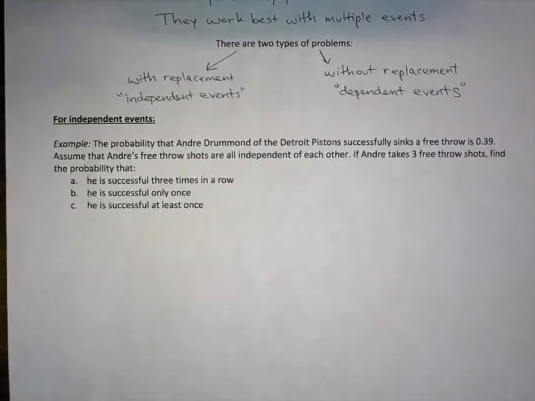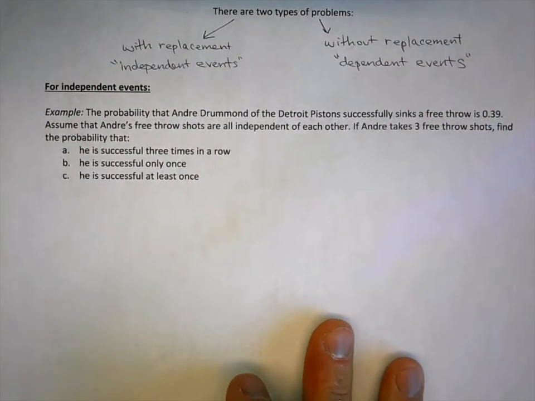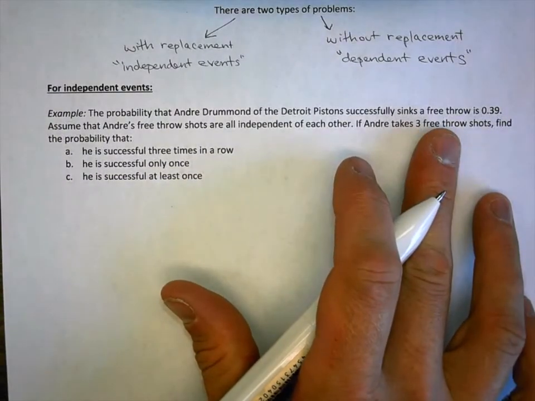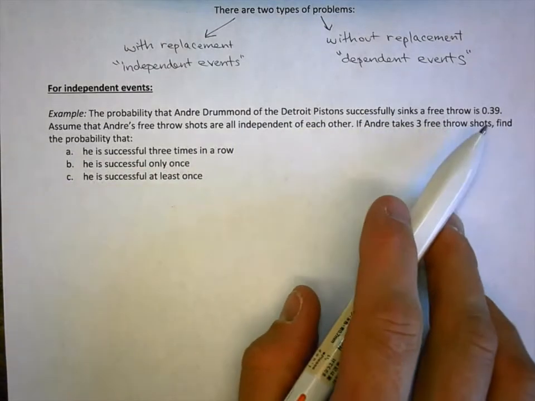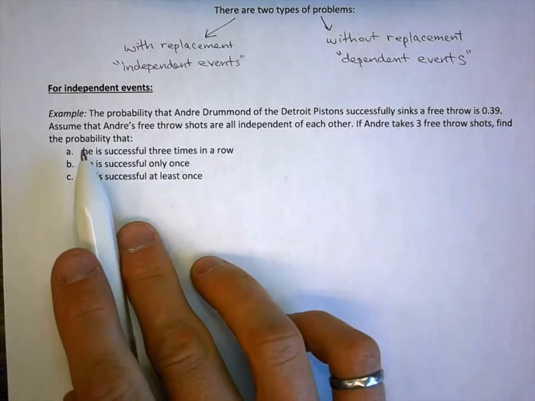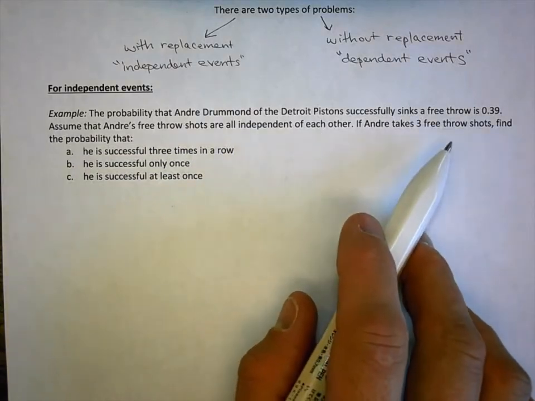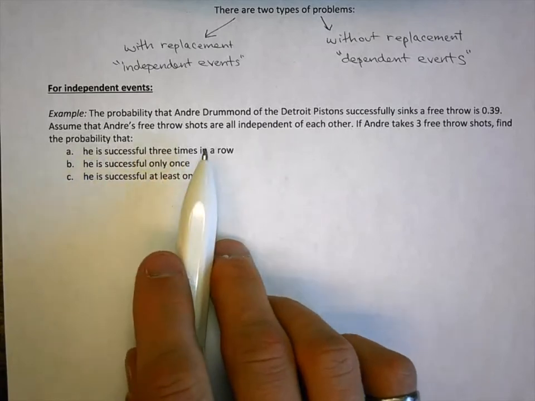So the probability that Andre Drummond of the Detroit Pistons successfully sinks a free throw, this is in basketball, so a free throw is when you take a shot from the foul line. The probability that he successfully sinks a free throw is 0.39. Assume that Andre's free throw shots are independent of each other. If he takes 3 free throw shots, what is the probability that he is successful 3 times in a row?